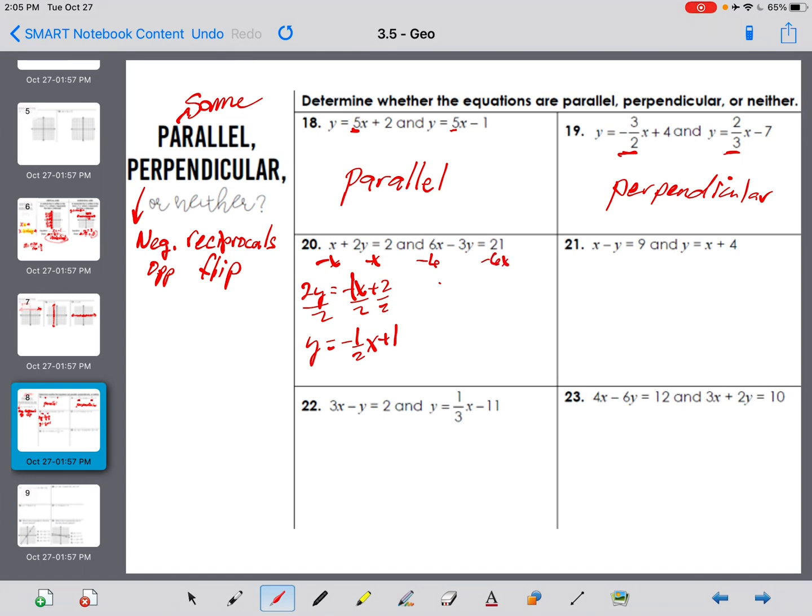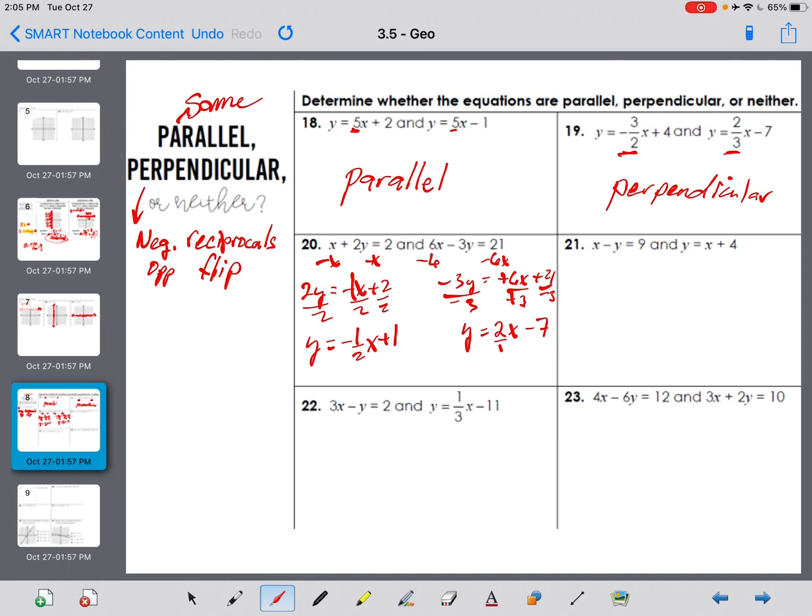So now I just need to know what the other one is. Well, let's move the 6x. Negative 3y equals negative 6x plus 21. Divide by negative 3, everybody. Y equals, negative goes positive, 3 goes into 6 2 times, minus 7. Doesn't matter what the b's are. It matters what the slopes are.